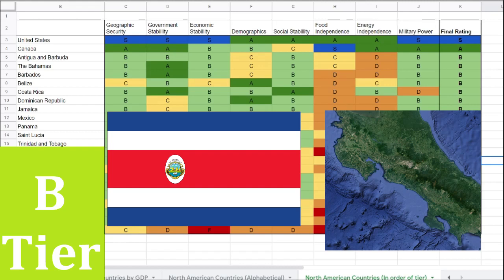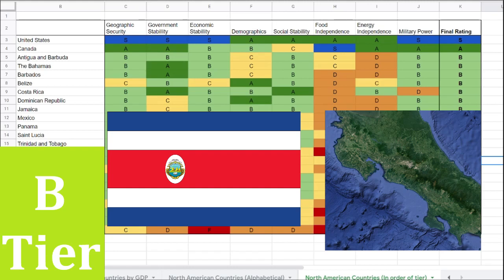Demographics is B. They have a growing population and a growing economy. Those two things put together means B-tier demographics. Social stability is A. Same deal with government stability. Social unrest and internal conflicts are pretty rare throughout Costa Rica's history, which is, again, unusual for a former Spanish colony. So, really, I'd say Costa Rica was dealt the same hand that many of the other Central American nations were, but they played it much better. Food independence, however, is D. They're a tropical nation. Again, they import most of their food. Energy independence, however, is B.